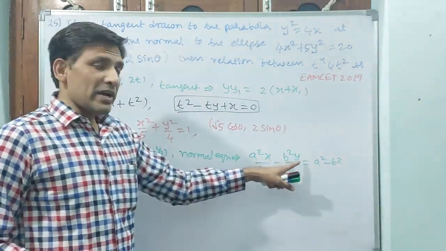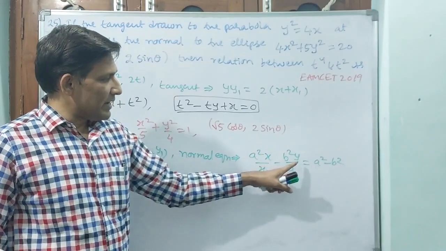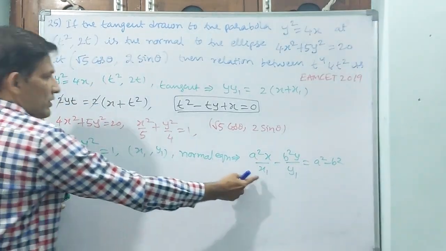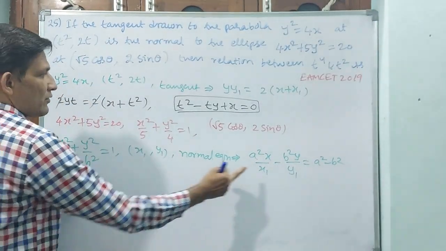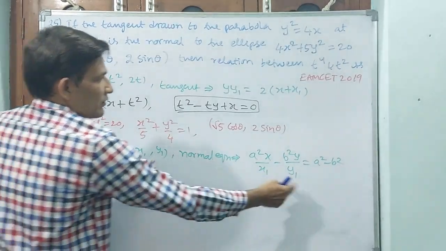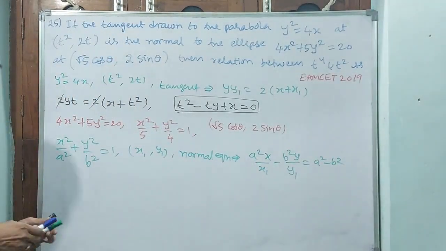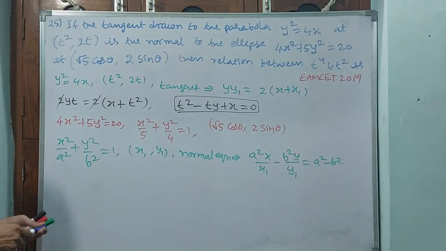You see, x, y you don't know, you have to write x by... a square you know, x1 you know, b square you know, y1 you know, a square minus b square. In such a way, you have to write this equation. Okay, let us proceed then.